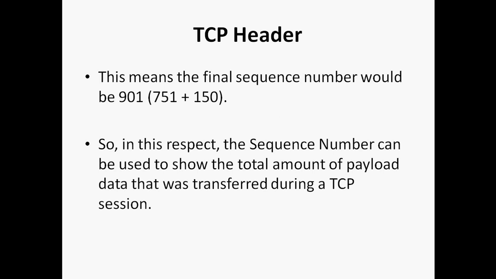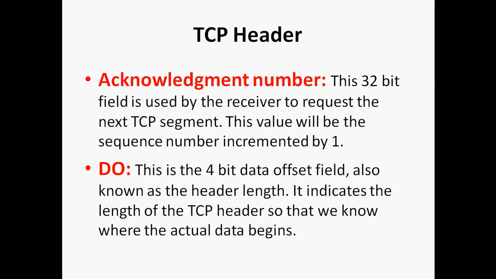So 751 plus 150. In this respect, the sequence number can be used to show the total amount of data that was transferred during the TCP session. I will show each and everything in Wireshark so you can understand clearly. Okay, next field, acknowledgement number.